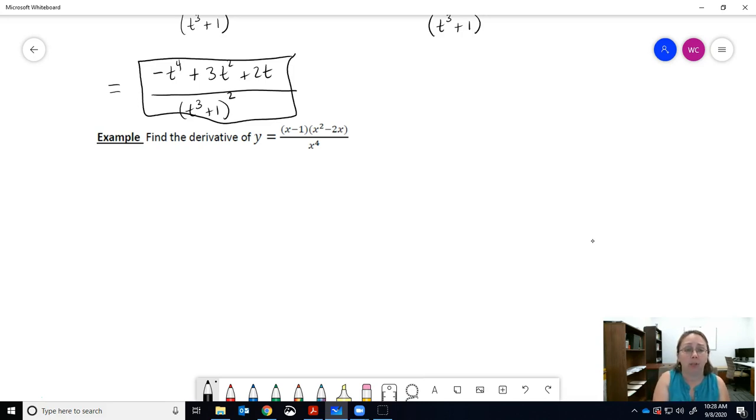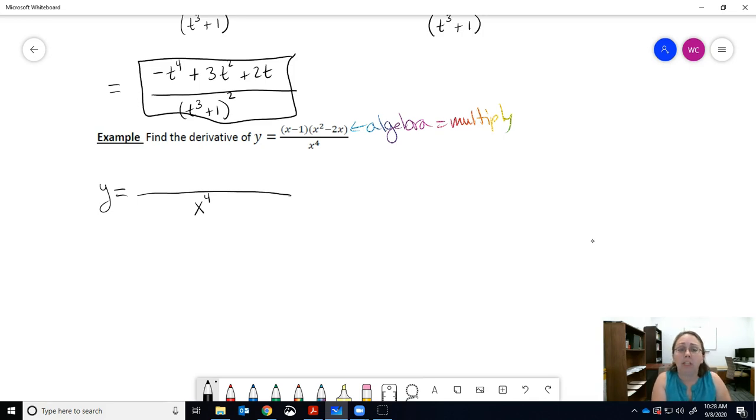Let's do some algebra. So on top, if we were to do the algebra and multiply it or FOIL, either way you want to look at it, let's see what we get on top. All right, so we're going to leave the bottom alone for now. We might still need to do a quotient rule, but we're at least going to try and get rid of the product rule. All right, FOIL. Distribute the x, distribute the negative 1, and combine like terms if there are any.